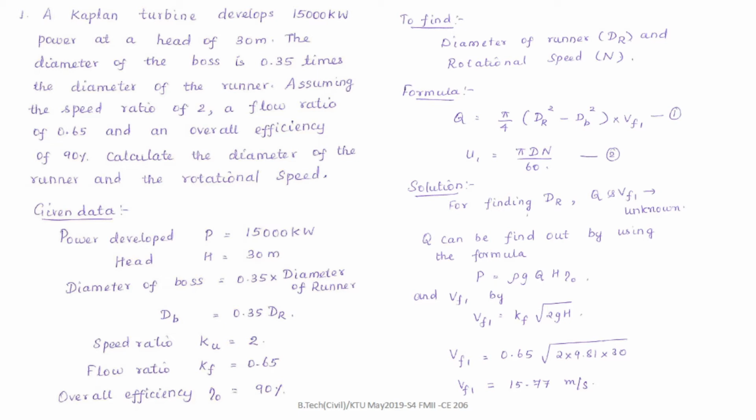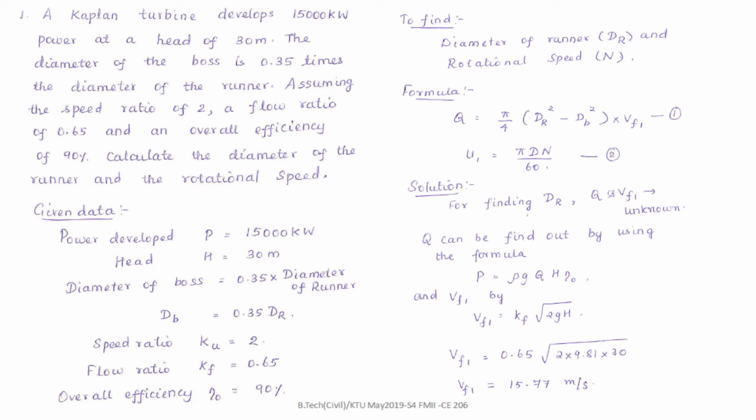And the next thing is you have to write what they have asked to find. So to find, what is that? Calculate the diameter of the runner and the rotational speed. So diameter of runner notation is capital D suffix R, and the rotational speed is N.